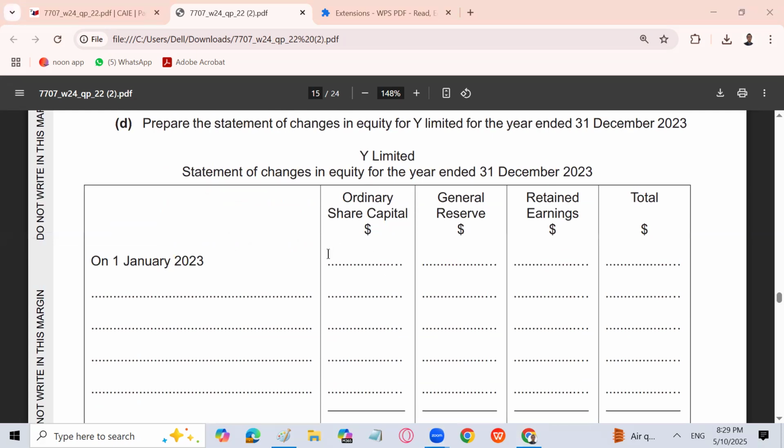I will write ordinary share capital is 8 lakh, general reserve is 62,000, and retained earning is 78,000. Can you please tell me the total? 8 lakh plus 62,000 plus 78,000. What is the total amount? 9,40,000. Okay, so the total is going to be 9,40,000.